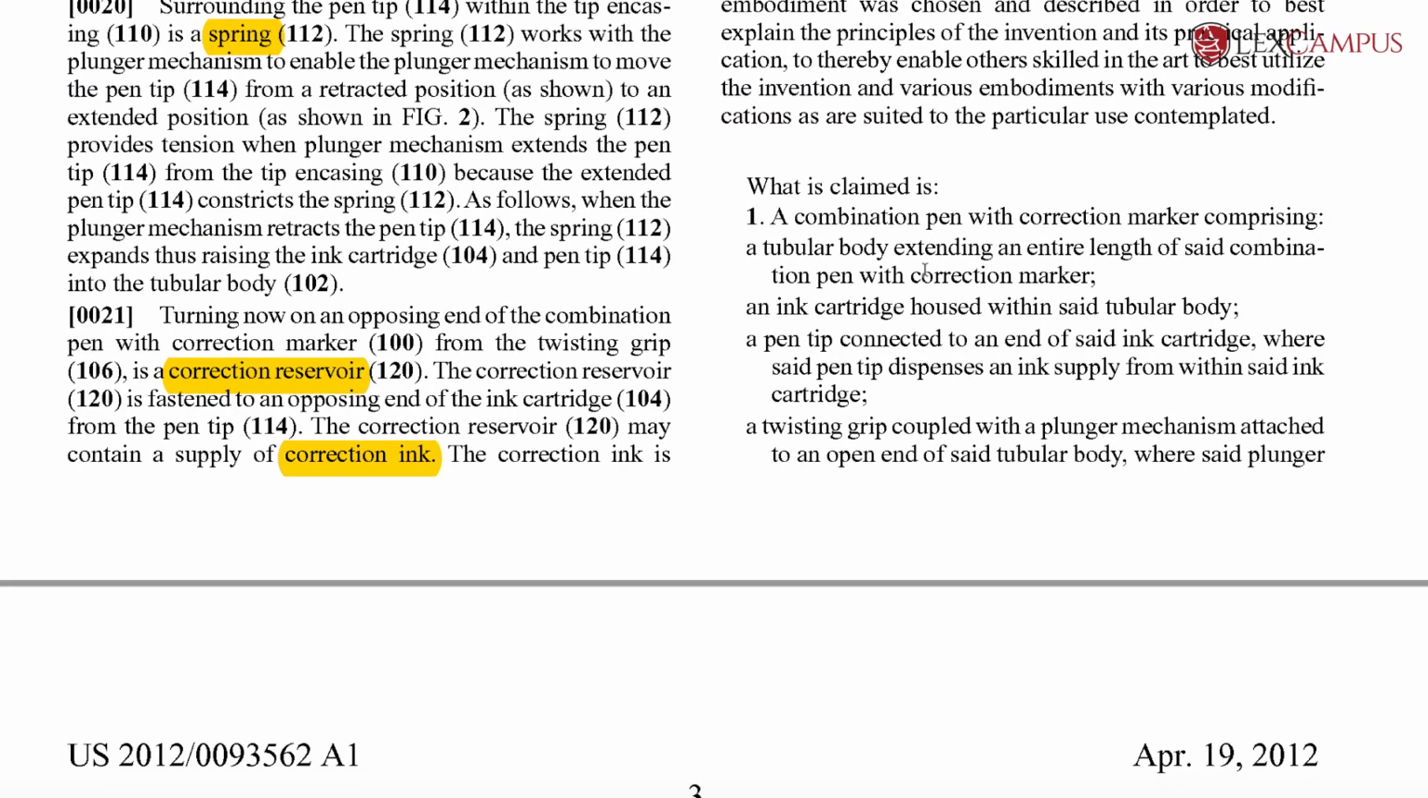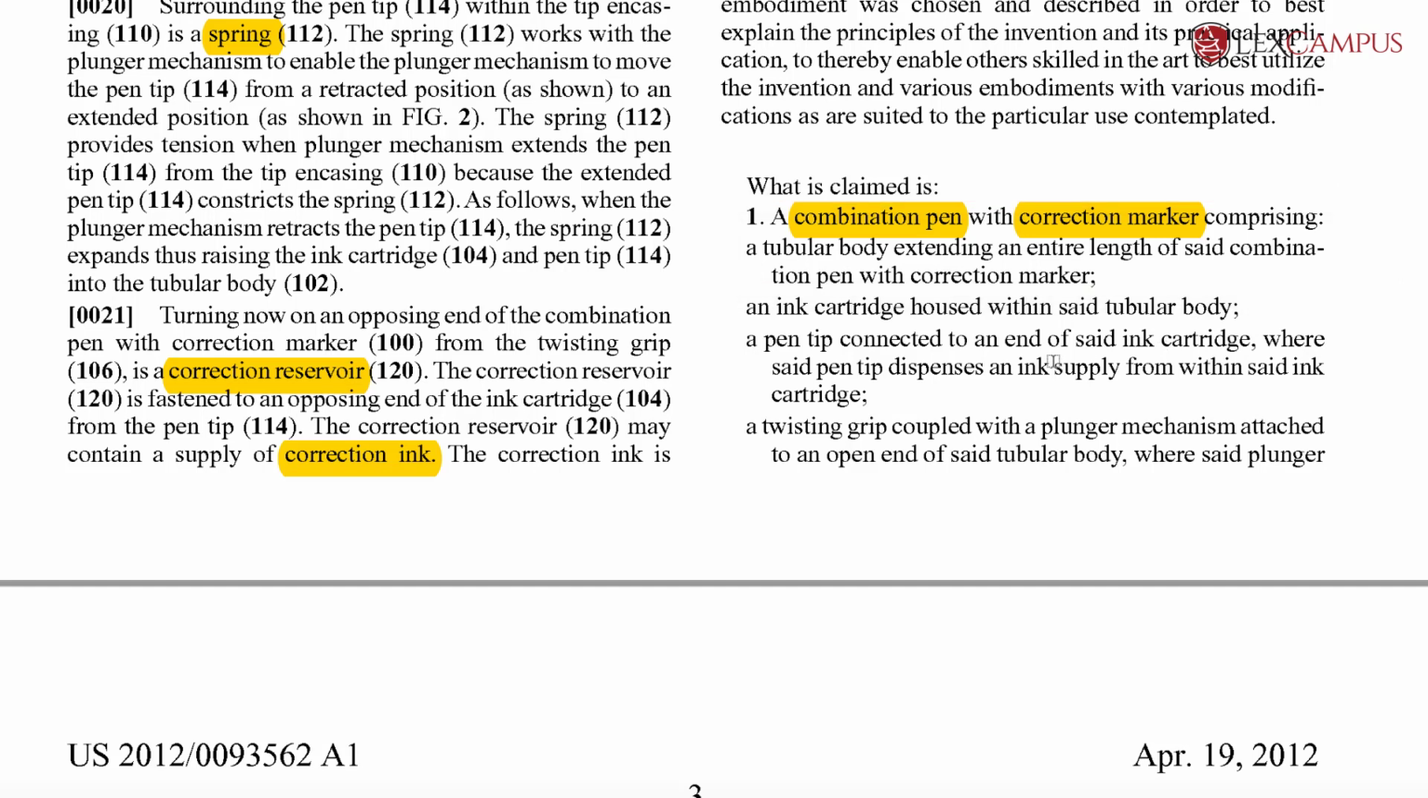What is claimed is a combination pen with correction marker. So that is also recited. This is the preamble: a combination pen with correction marker. In some cases, the preamble itself becomes the title of the invention. This is an ideal case where the preamble qualifies for a title. Now, "comprising" is what we call the transition. Now let's see.